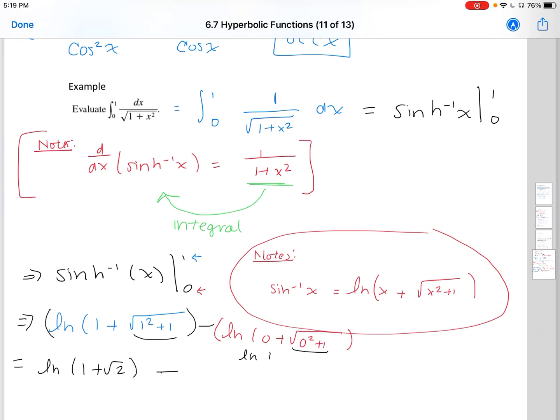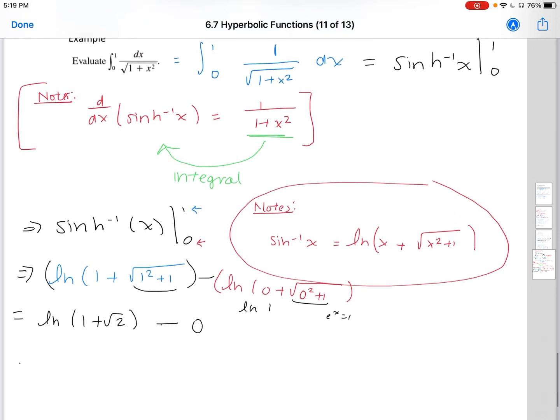When is ln 1? Think of base e. E to what power gives us 1? We have 0. So our final answer is just ln of 1 plus square root of 2.